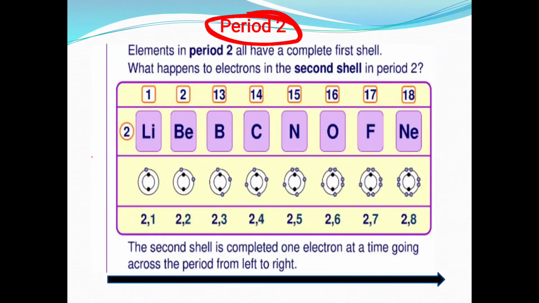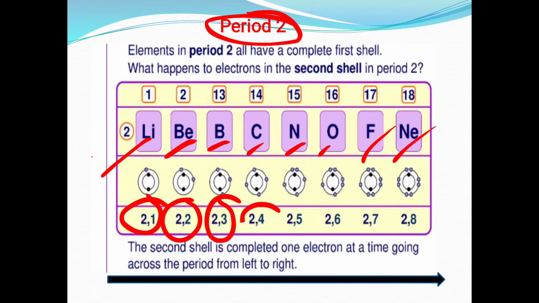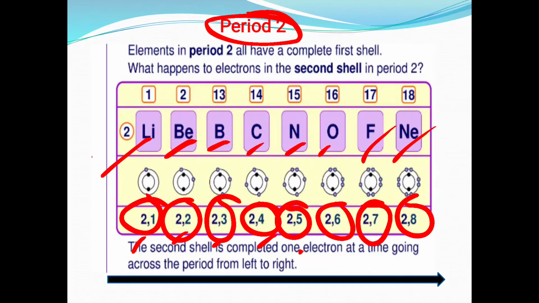Let's see one more example in the period. This is period number 2. Lithium, beryllium, boron, carbon, nitrogen, oxygen, fluorine and neon are the elements arranged in period 2. Here see their electronic configuration. Here also the valence electron is not the same, it is increasing by 1. Here it is 1, 2, 3, 4, 5 valence electrons of the elements.